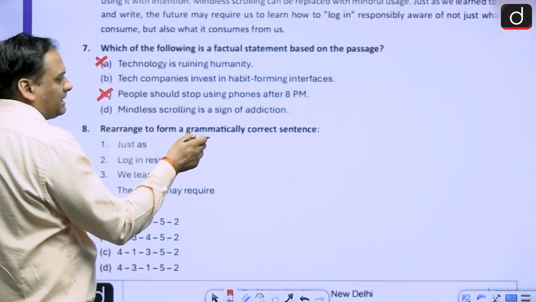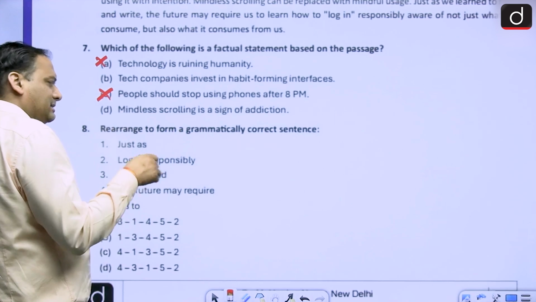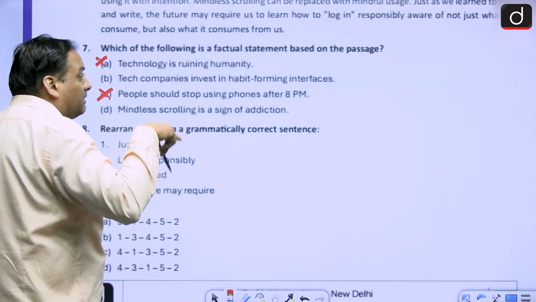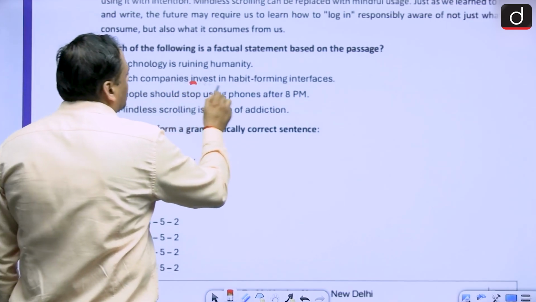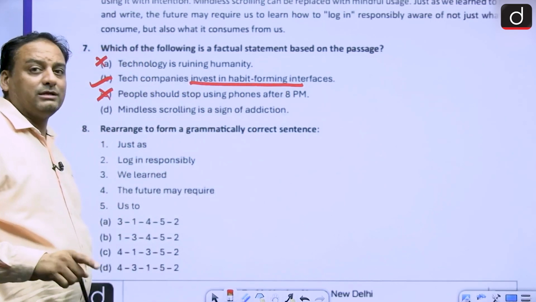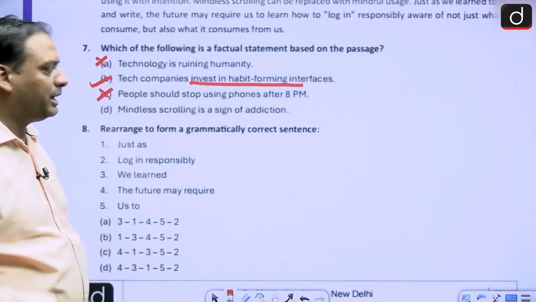Mindless scrolling is a sign of addiction. It is okay. But the factual statement in the passage is what? Tech companies invest in habit forming interfaces. And because of this, everything is happening in this way.